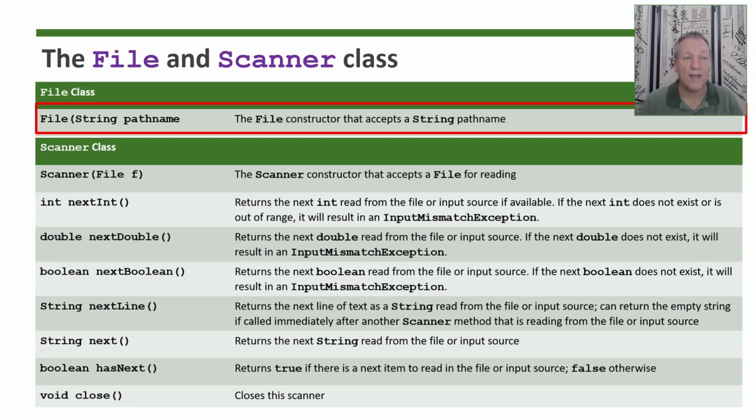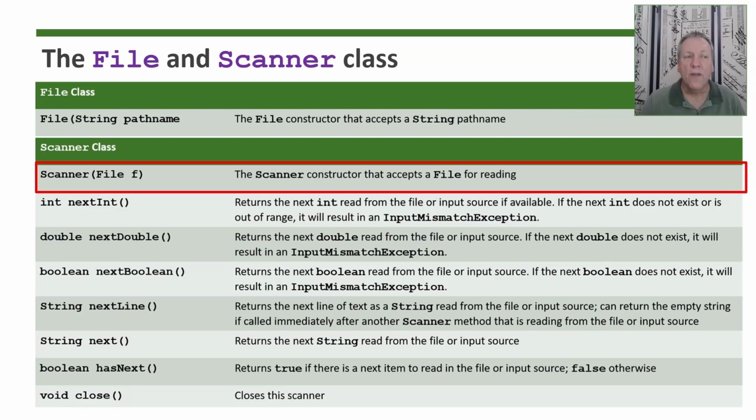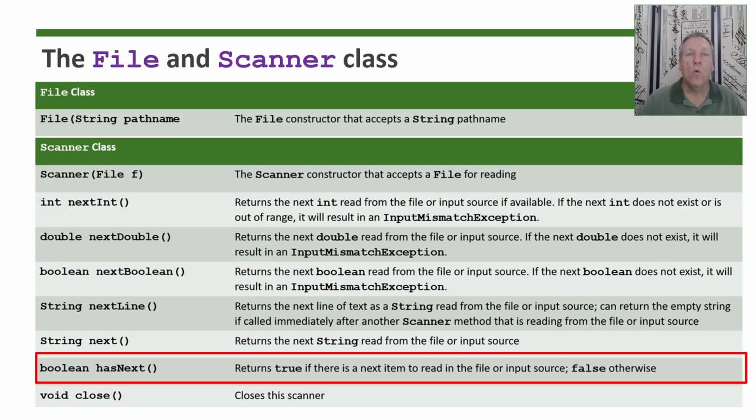First of all, there's a File class, and the File class has a constructor that accepts a string path name as a parameter and constructs a file object in our program. The Scanner class has a constructor that accepts a file object, and then it allows us to read from that file. What we're going to do is look in that file, and as long as there are next lines to be read, this method hasNext is going to return true. We want to make sure we don't go past the end of the file.